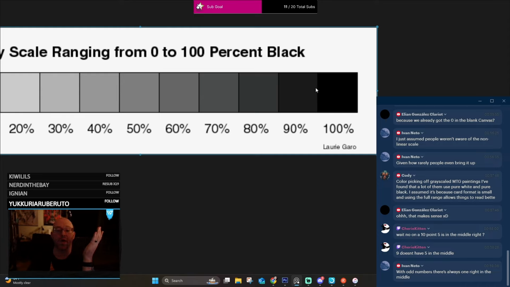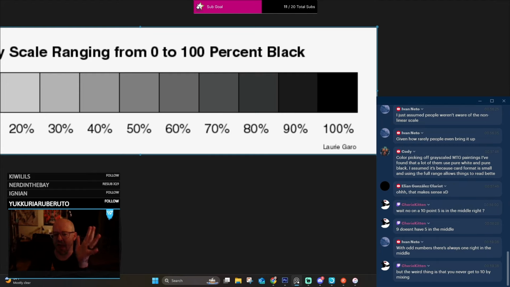Yeah, there's always one right in the middle. So if you go 1, 2, 3, 4, then this would essentially be 5, 6, 7, 8, 9. That's a 9-point scale. You have 4 on one side, 4 on the other. So this is what I mean by the numbers don't matter.